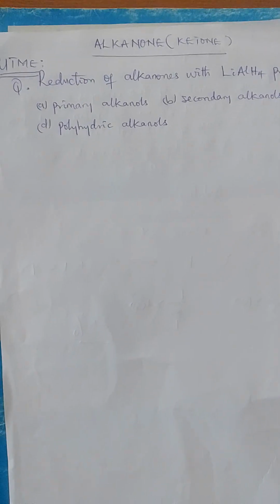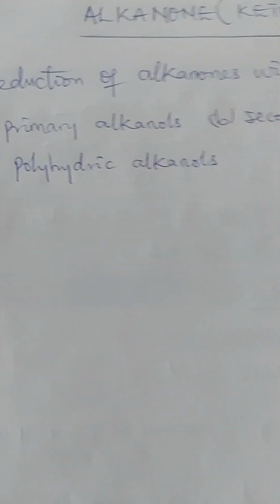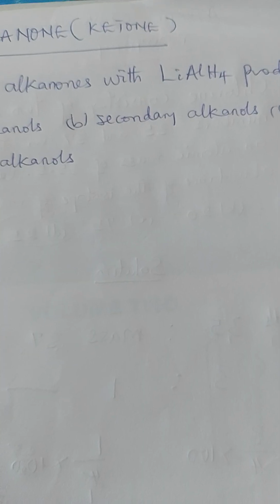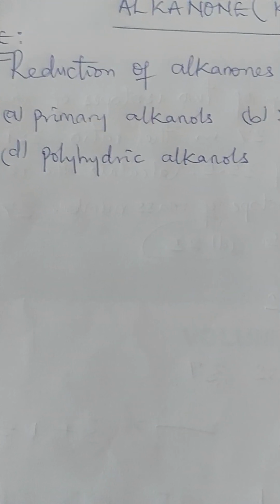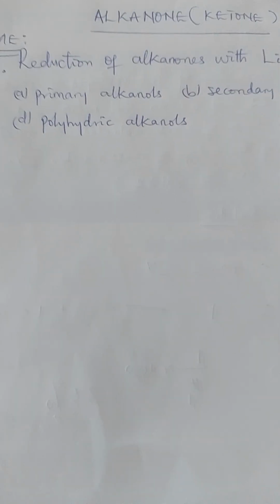Today I have a question on alkanone. It's a UTME question, and the question says: reduction of alkanones with lithium aluminum hydride produces A. primary alkanols, B. secondary alkanols, C. tertiary alkanols, and D. polyhydric alkanols. From the options, you know that it must produce an alkanol.